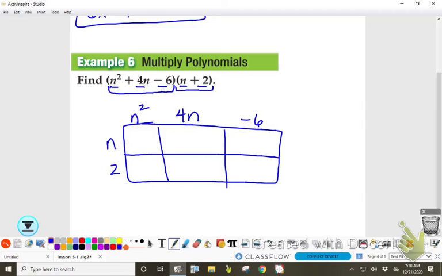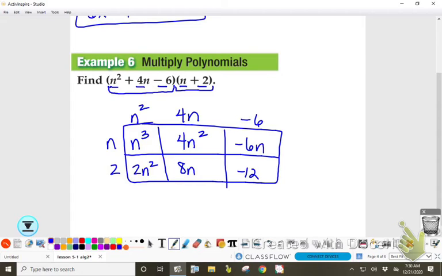N times n squared would be n to the third. 4n times n would be 4n squared. N times negative 6 would be negative 6n. That's your first row. 2 times n squared would be 2n squared. 2 times 4n is 8n. And 2 times negative 6 is negative 12. Again, it doesn't matter how you do your box. I did the 3 across the top and the 2 down. You could have done the 3 down and 2 across the top.